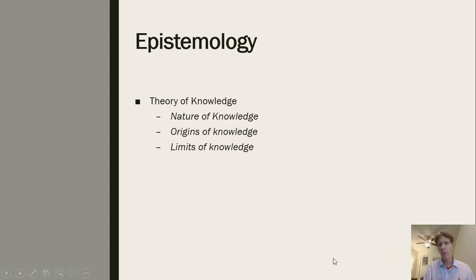First of all, you need to know what the field of epistemology means. Epistemology is a theory of knowledge. It's one of the branches of philosophy. We deal with what's the nature of knowledge, what are the origins of knowledge, how do we gain knowledge, and what are the limitations of knowledge, what are the limitations of what we can't know.